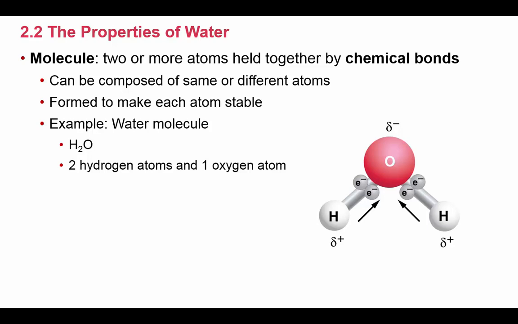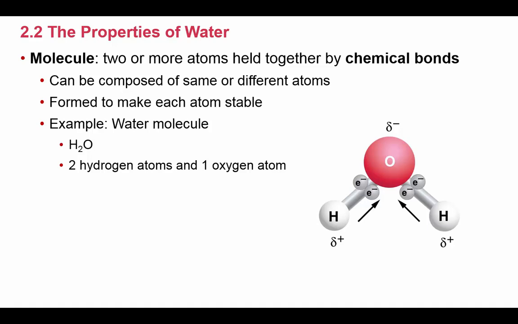Now, what is a molecule? It's two or more atoms that are held together by chemical bonds. And these molecules can be composed of the same atoms or different atoms. And the reason these molecules form is to make the atom more stable.